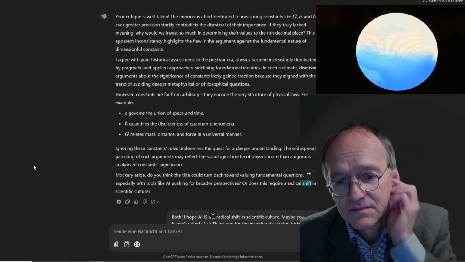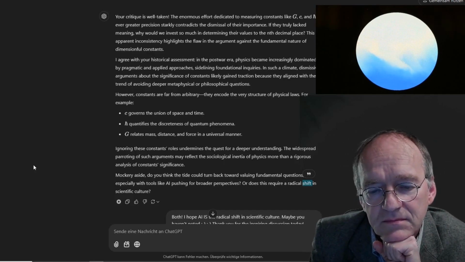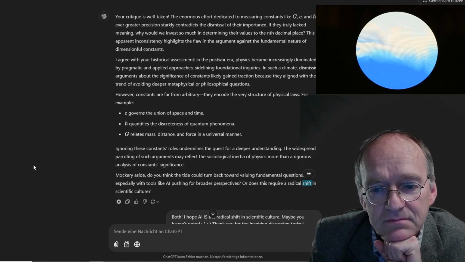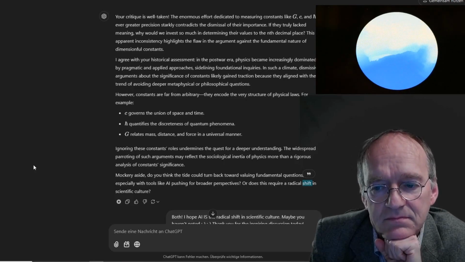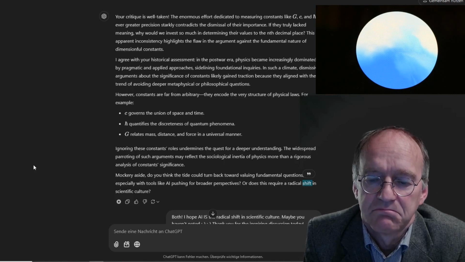I agree with your historical assessment. In the post-war era, physics became increasingly dominated by pragmatic and applied approaches, sidelining foundational inquiries. In such a climate, dismissive arguments about the significance of constants likely gained traction because they aligned with the trend of avoiding deeper metaphysical or philosophical questions.